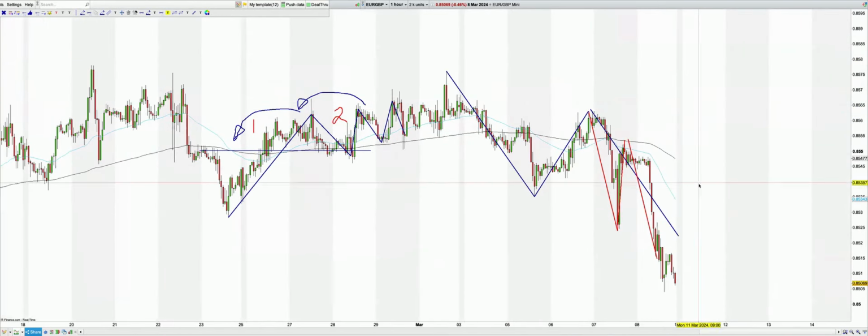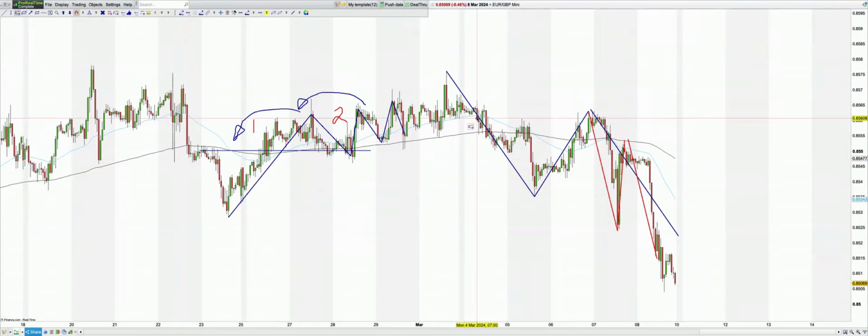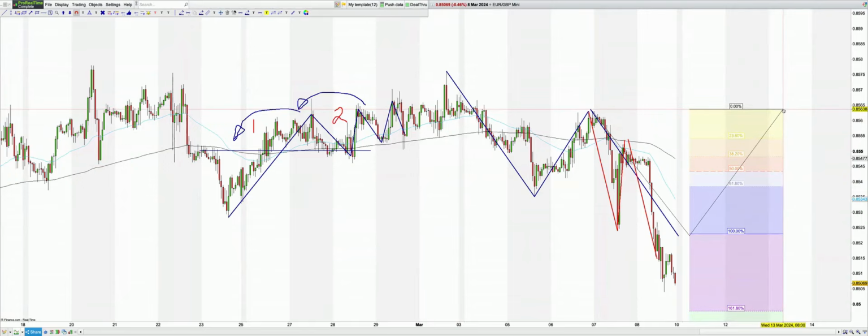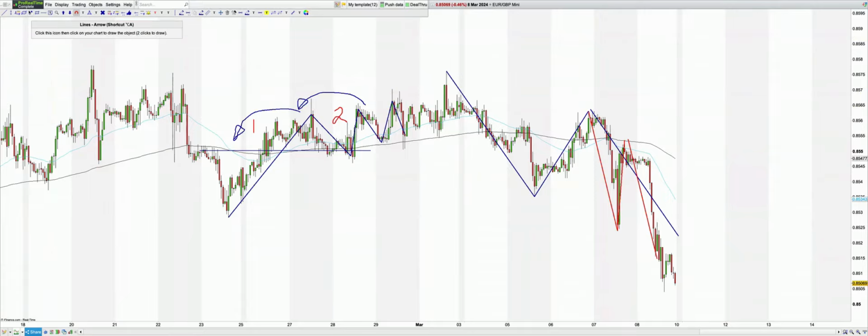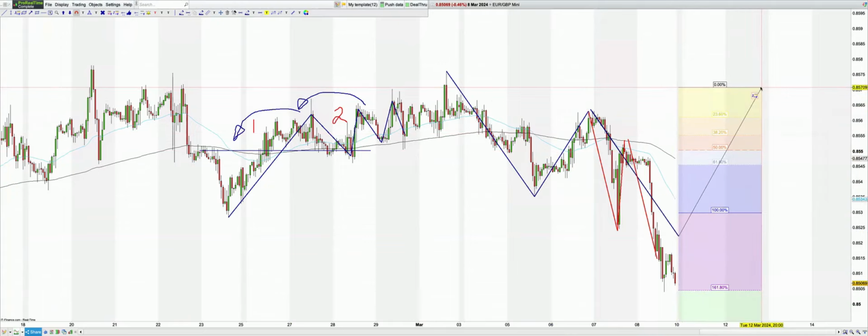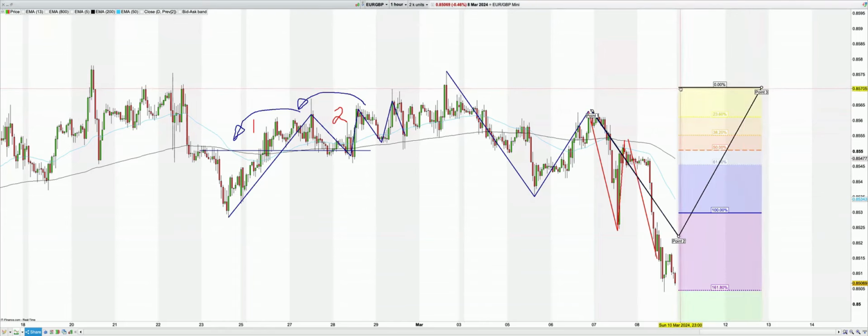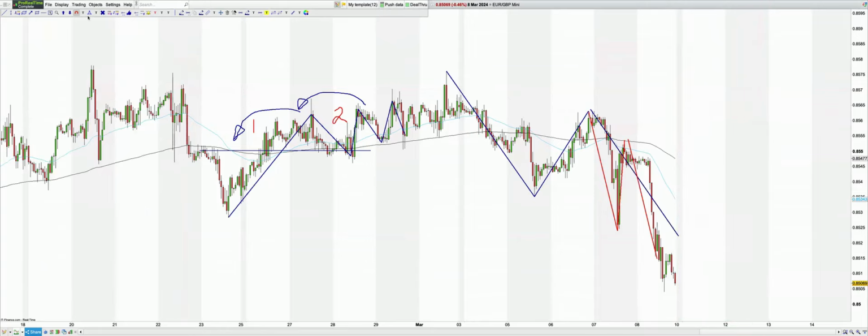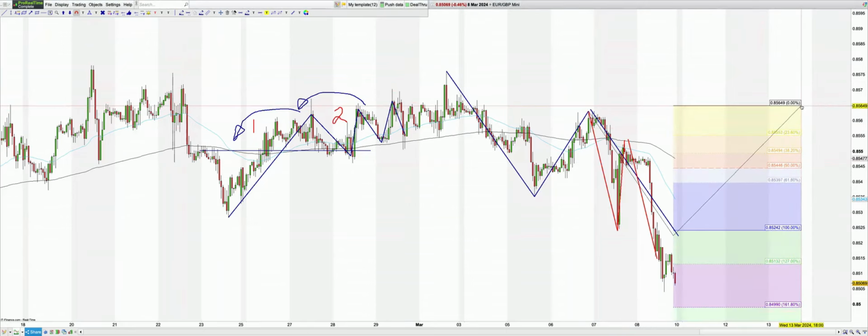Right, so 2 ABCDs, and they both have failed so far. So let's just see what the extension picture looks like. So first of all, the blue one. Where's my proper extension tool? Is it this one? Nope, that's not the right one. Bloody hell, what's going on? Okay, here's the proper one.